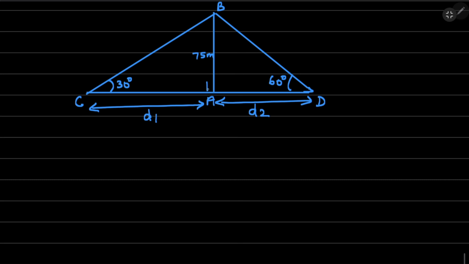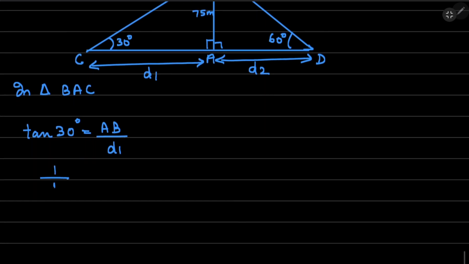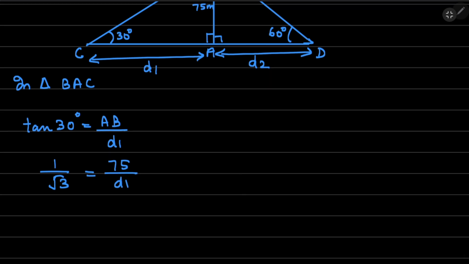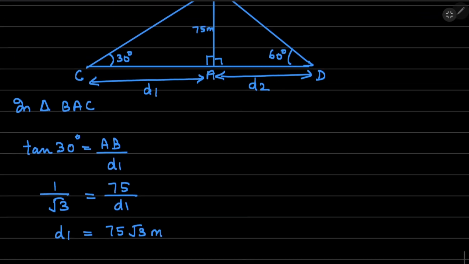Now, these are two right angle triangles. Very easy. In the right angle triangle, first let's take BAC. Again, tan 30, we'll take the tan ratio is equal to P by B. That is AB by CA or D1. Right? What is tan 30? 1 by root 3. So 1 by root 3 is equal to, what is AB? 75 by D1. Cross multiply. So what do you get? D1 is equal to 75 root 3 meters. This is your distance D1.